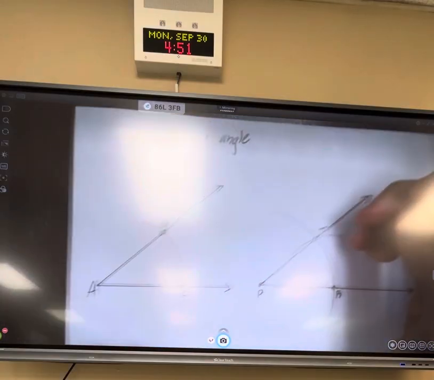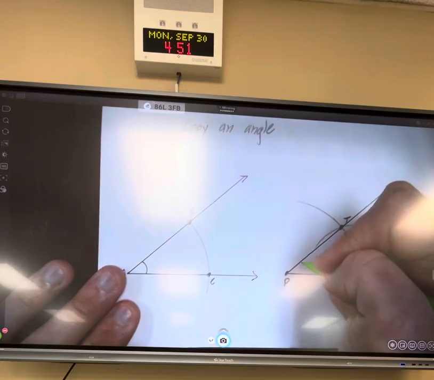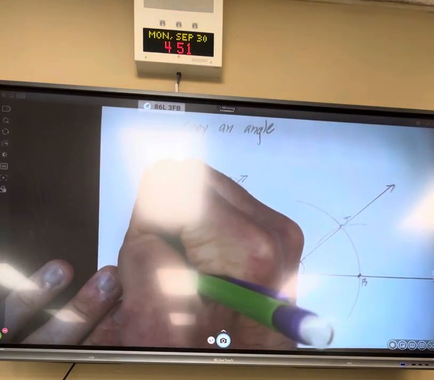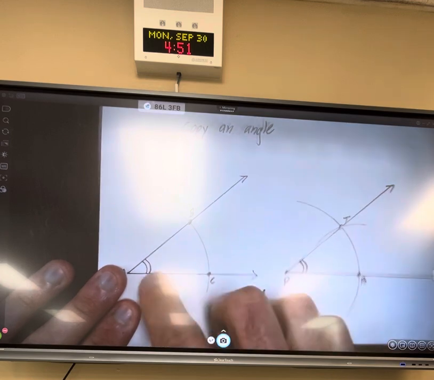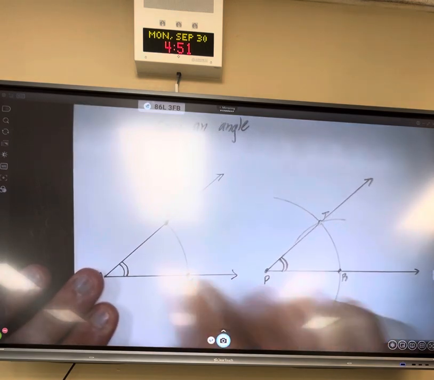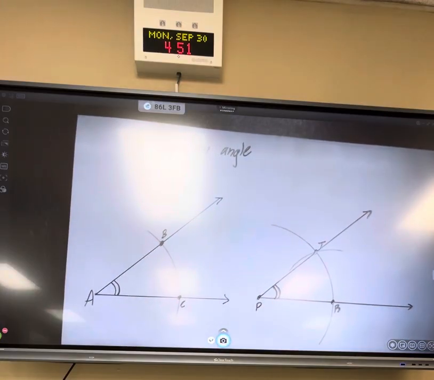Now I just want you to draw one arc here, one arc here, or two arcs here, but whatever you do to one, you have to do to the other to show that they are congruent angles, okay? Congruent angles. We copy this angle, therefore they have to be congruent if we copy them.